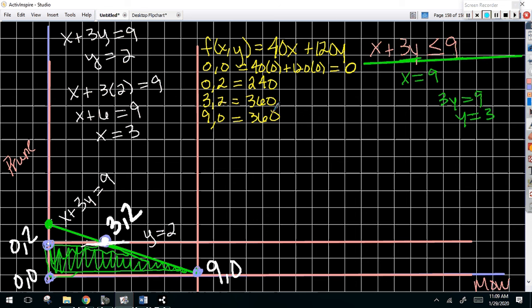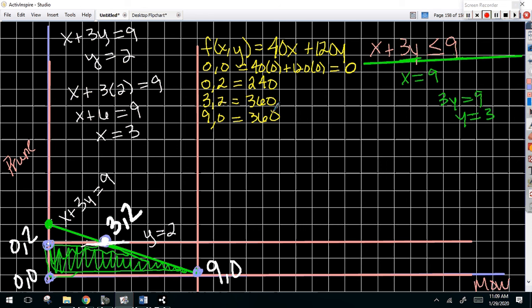Now, I need to interpret what this means. The most money I can make in a day is how much? $360. And I can get that one of two ways. How do I get that? Either do 9 mowing jobs, or 3 mowing jobs and 2 pruning jobs. Either way will make me the same amount of money, but that's the most I can make.